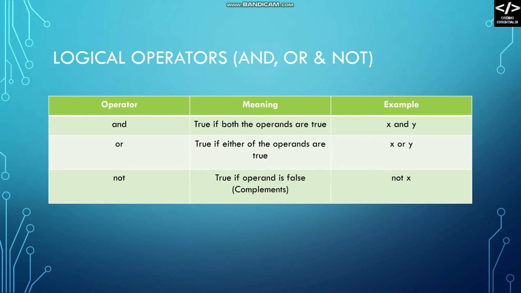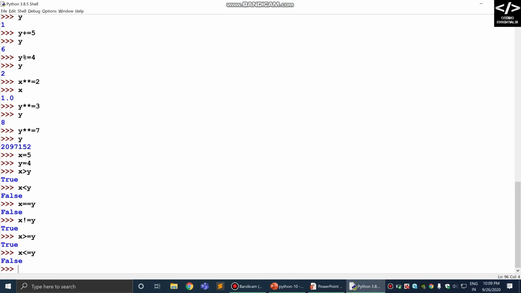Then comes OR operator. True if either of the operands are true. For example, greater than or equal to. So if either it is greater than or it is equal to, it will return true. So OR operator is used, it will return true when either of the operands are true. Then comes not. So true if the operand is false. Basically it complements the value. Okay, let me show you with some examples.